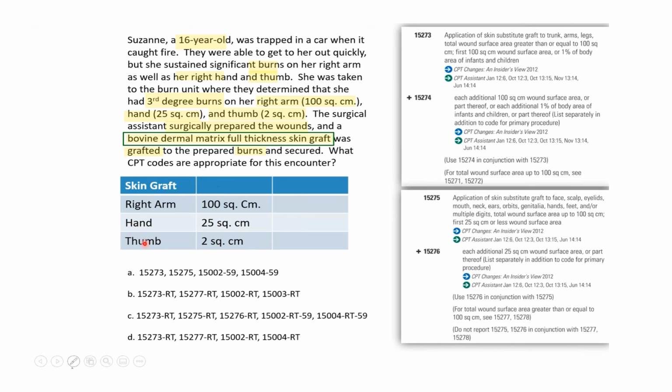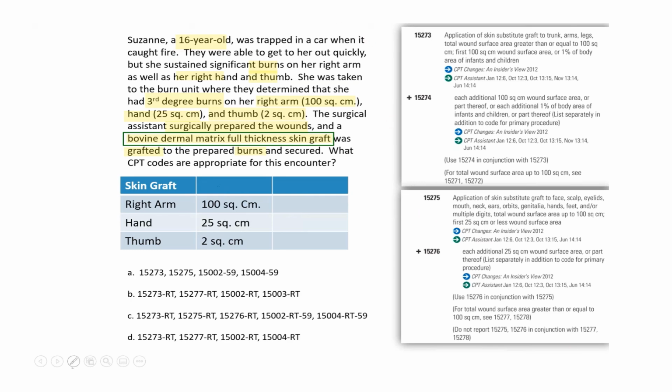Now we have hand and thumb. So for that we will come to another body group area, because this body group area doesn't talk about hand and thumb. So we will come to this 15275. It talks about application of the skin substitute graft to face, scalp, eyelid, mouth, neck, ears, orbit, genitalia, hands. Okay, hand is covered, and multiple digits. The multiple digits are covered. So we will require a code 15275.